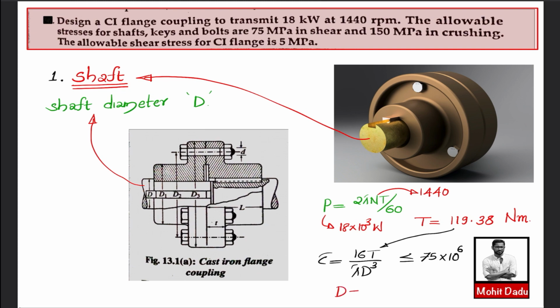So if you solve, the diameter of the shaft you will get in SI unit, then you can convert it into mm. So you will get 20.08 mm, and we will be standardizing it, and the finalized standardized diameter of the shaft will be 22 mm. So this is the final diameter of the shaft, or the value of D to be used.